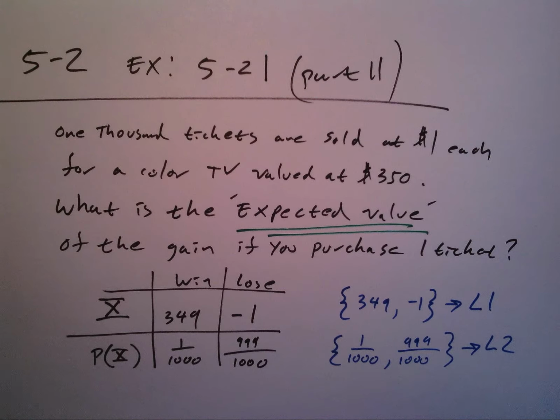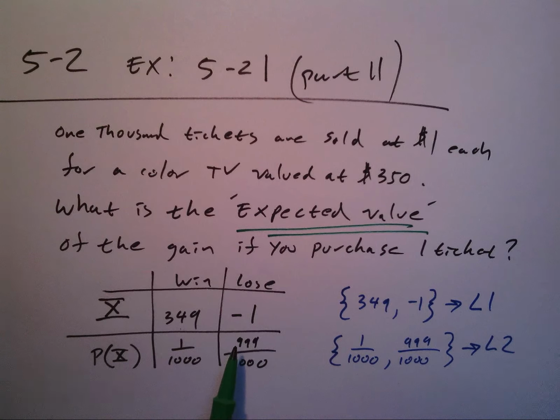I'm going to make this into a probability distribution. In order to have a probability distribution, I need two things. The first thing I need is, what are the different outcomes? Now, my outcomes are of the gain. So if you win, you get the value, $350, minus the dollar you spent. So winning, I get a value of $349. Now, if I don't win, I'm out the $1 I spent. So that's the outcomes, that's my random variable x for the gain.